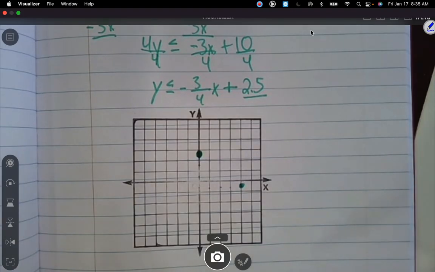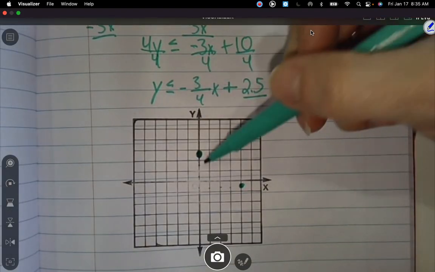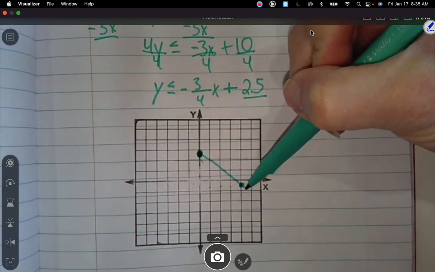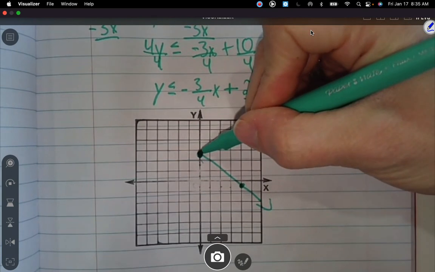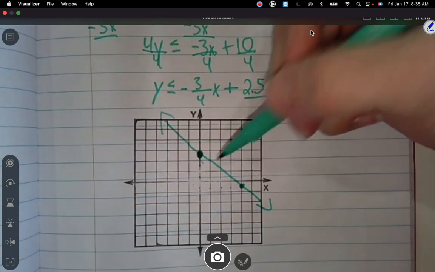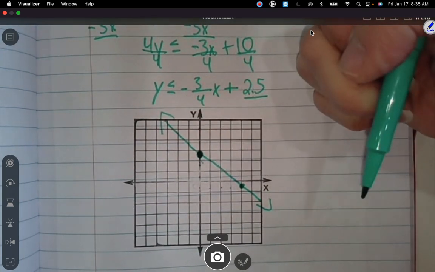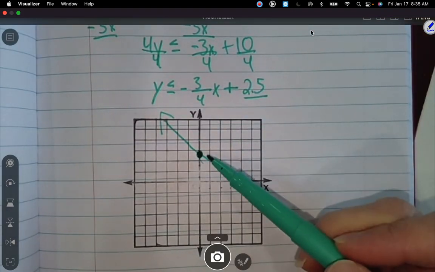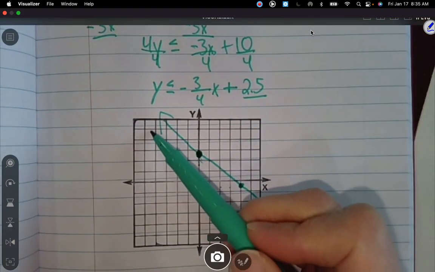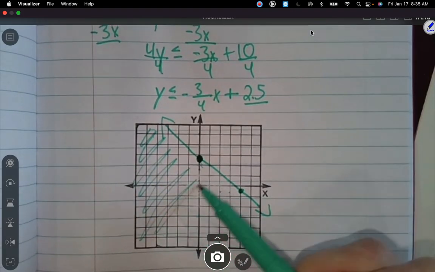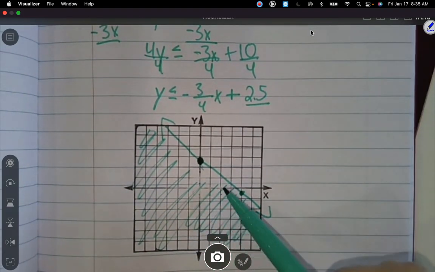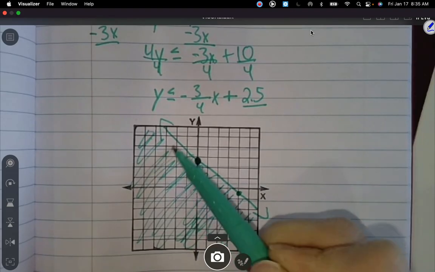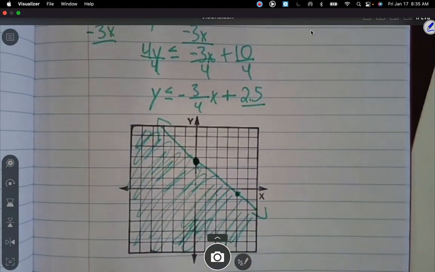So dotted or solid line? It's equal to, so it's a solid line. And do I shade above or below? Below, because it's got the less than sign. That means we're going to go less than that line. We're going to go down below it. There we go. So I want you to try number 4.